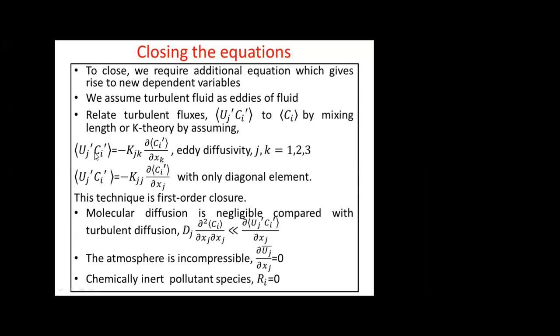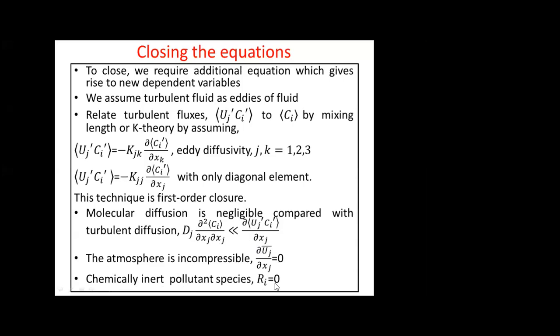Further, we have some more assumptions here. One is that the molecular diffusion is negligible, and this term is negligible compared to the turbulent diffusion here. So we neglect this. Then we assume the atmosphere is incompressible, obviously, so this term becomes 0. And we consider the pollutant to be chemically inert, that means it is not reactive.